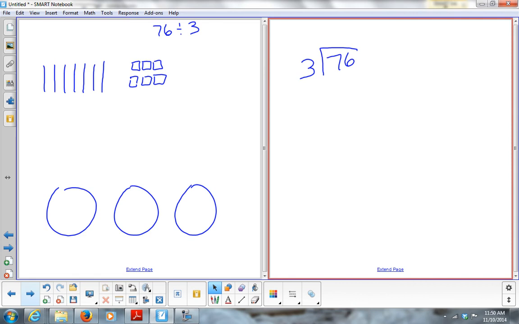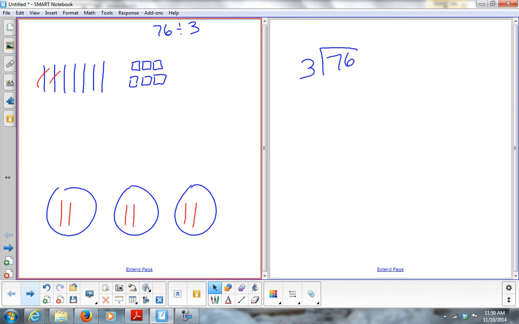Okay, he says I can put 2 10s in each circle. Okay, that's good. What else can I do? So that would be how many 10s go in each circle? Because basically I'm figuring out what? 70, right? 7 10s, this is 70. And right here, this is the same as 70.